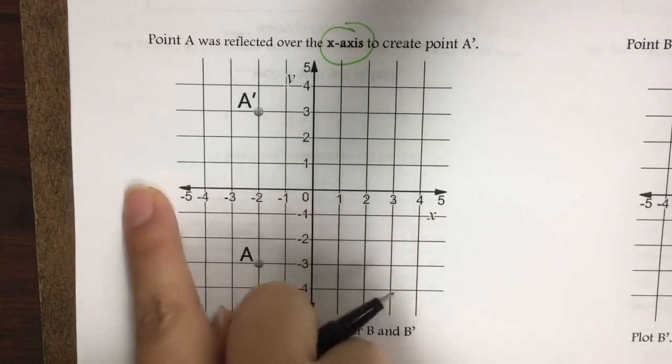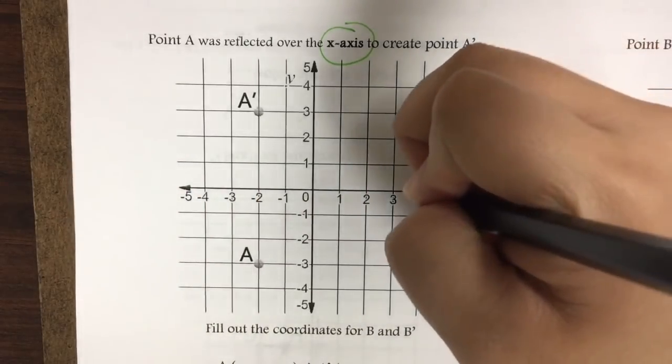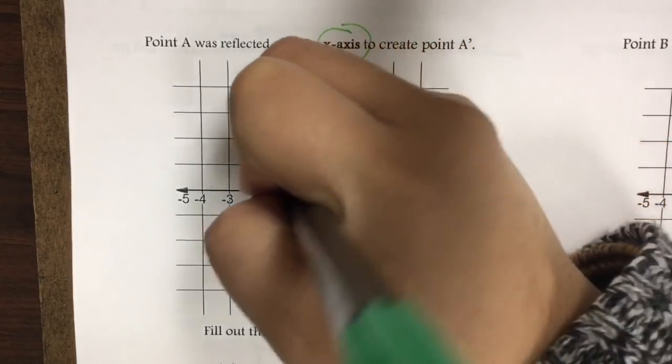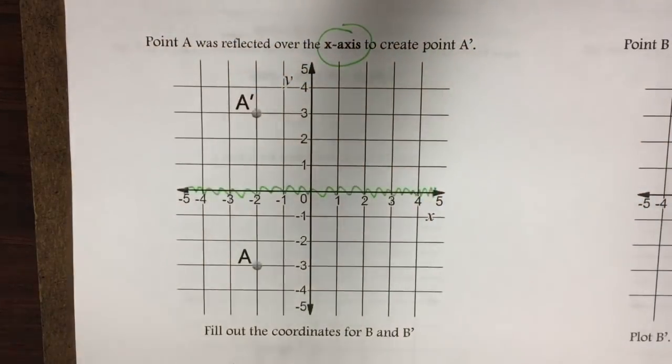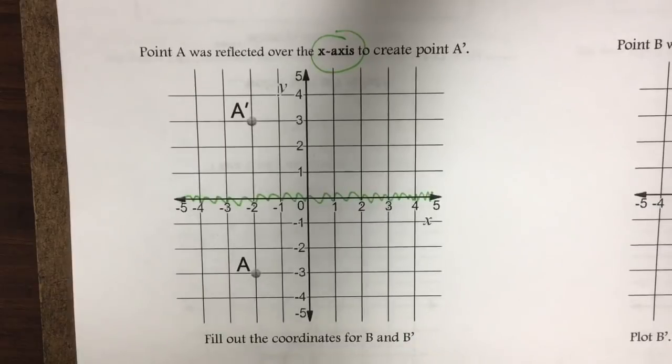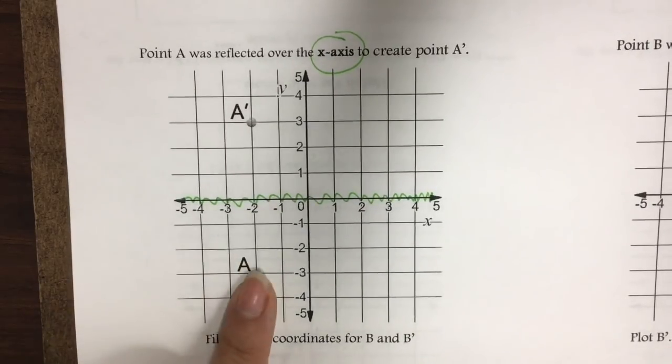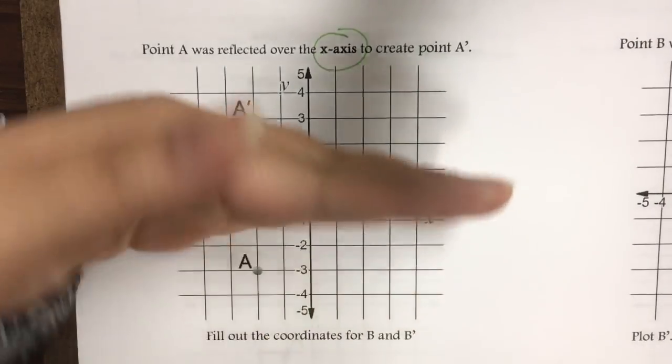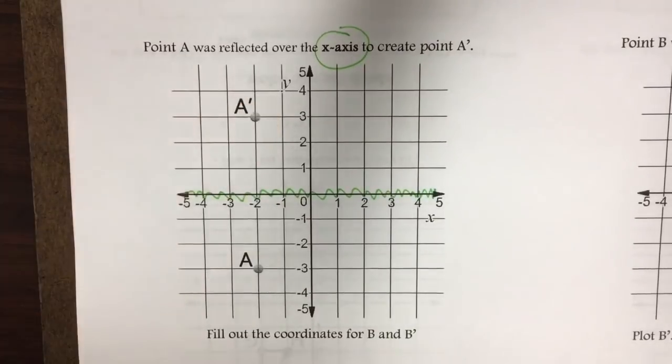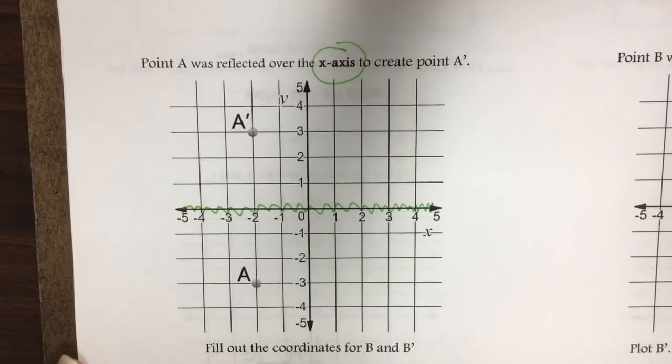So here is my x-axis. We're going to go ahead and mark it some way. So this is going to be the line that I'm going to be reflecting over. So we have A, we flipped it over this line of reflection to get A prime. So we're going to go ahead and fill out the coordinates.